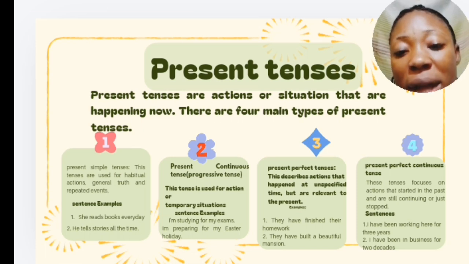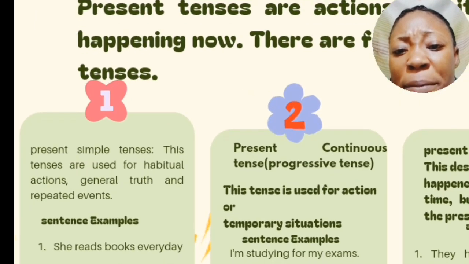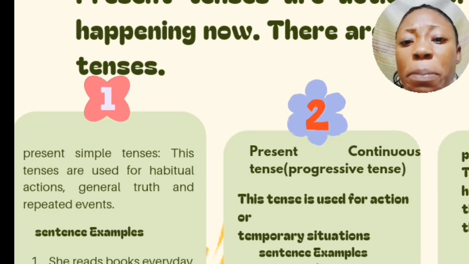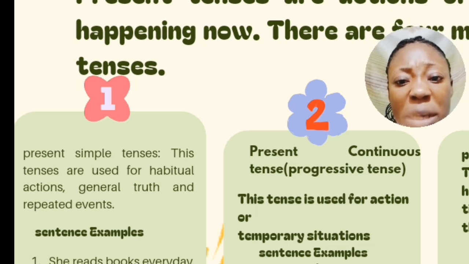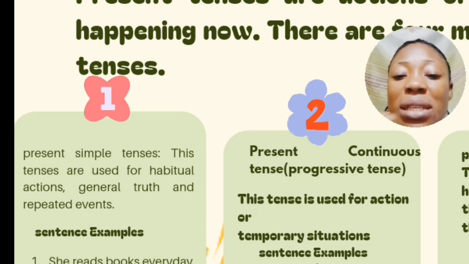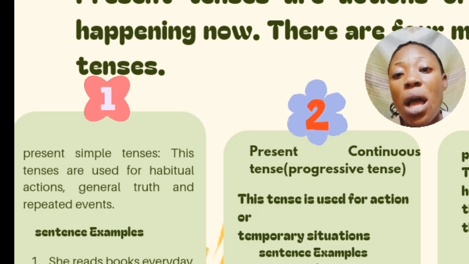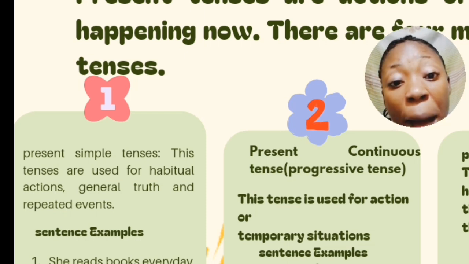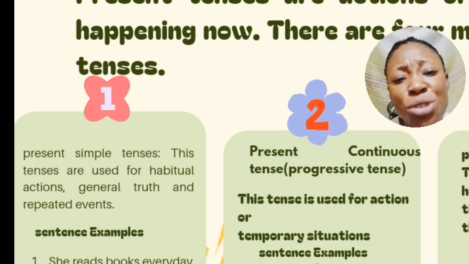Alright, so let's look at it. The first type of present tense is the present simple tense. Now, these tenses are used for habitual actions, general truth, and repeated events, things we do all the time.